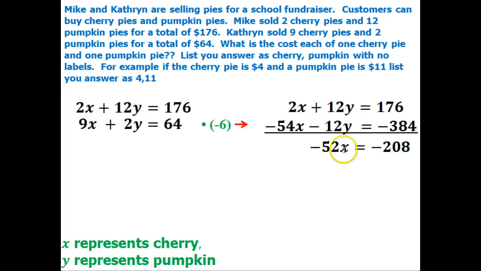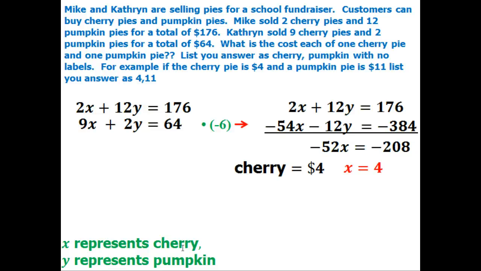Okay, now I've got to solve it for x. I've got to get the x all by itself, so I'll divide both sides by -52, which means that x equals 4. Remember, x represents the cost of a cherry pie, which means that the cherry pies cost $4 each.